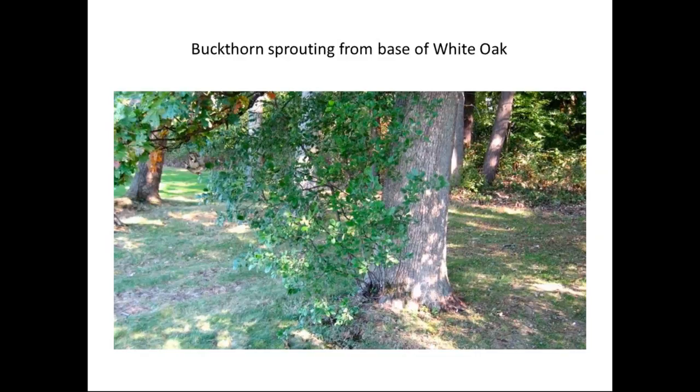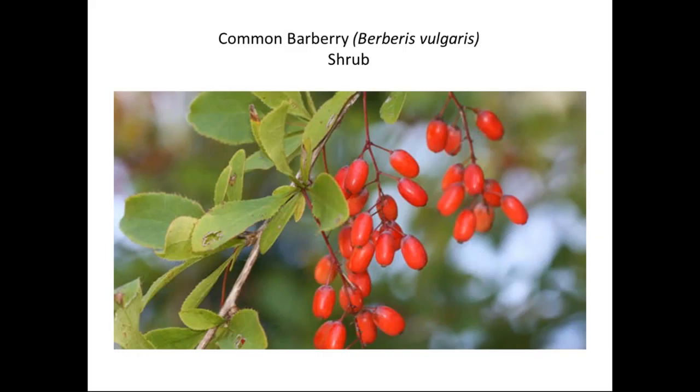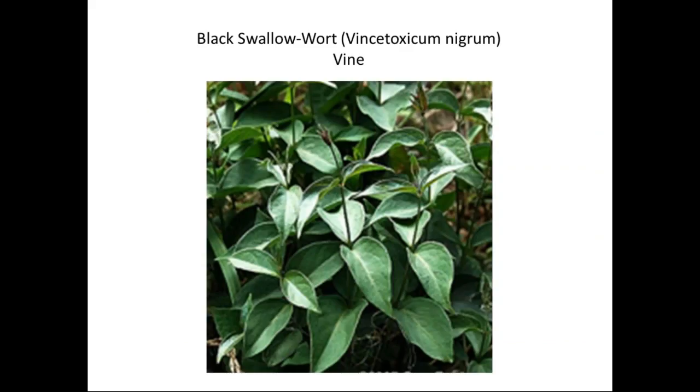Sometimes buckthorns will sprout from crotches of trees 20 feet above the ground if enough moisture and organic matter has accumulated in a crotch of a tree. So I'm sure a lot of you have seen that. Back to common barberry again with these red berries that are very attractive to birds. And black swallow-wort is a vine that's hard to pull out because it has a deep root system. It's an understory woodland plant.